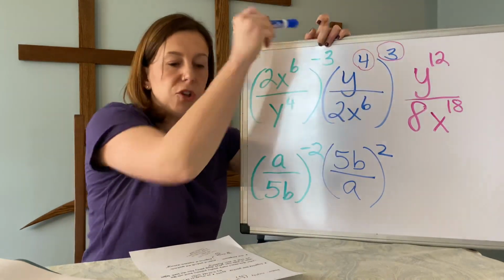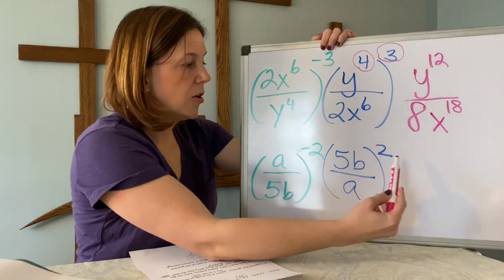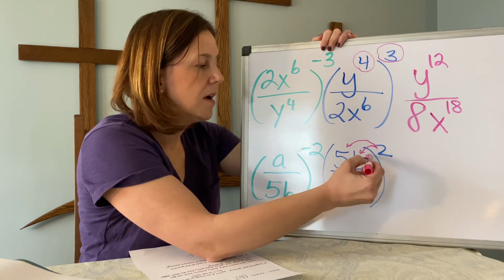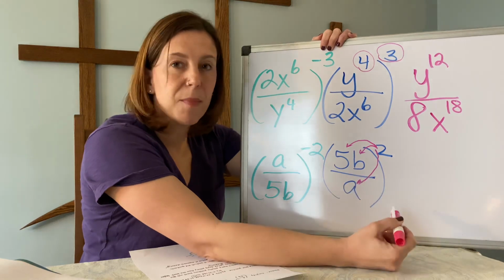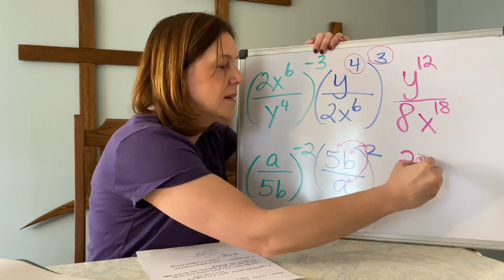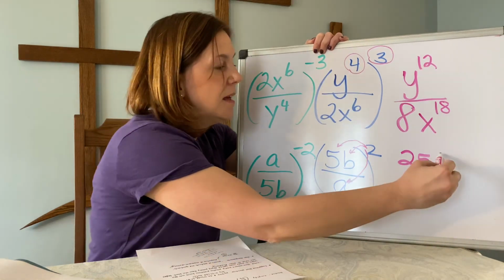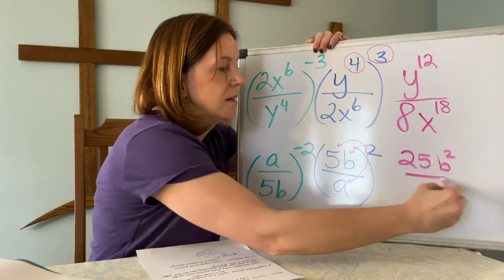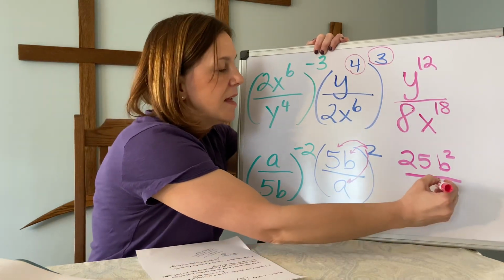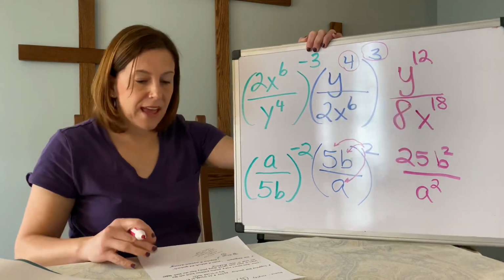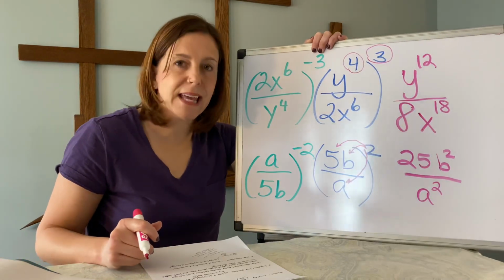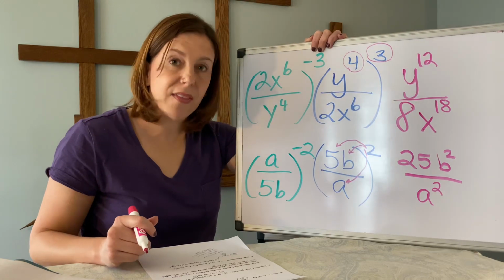So then I will use today's rule or property, and I'm going to raise everything in here to the second power, and I'm also going to raise my denominator to the second power. So 5 squared, I know what that is. That's 25. B squared is b squared. And in the bottom, I'm going to have a squared. And that is our final answer. Again, I can't simplify, I can't reduce, I can't clean it up any more than it is. And that is my final answer.